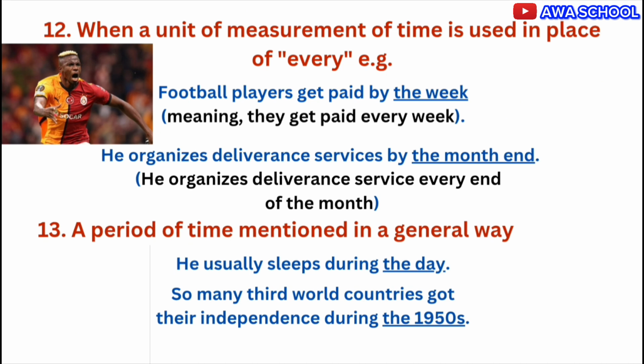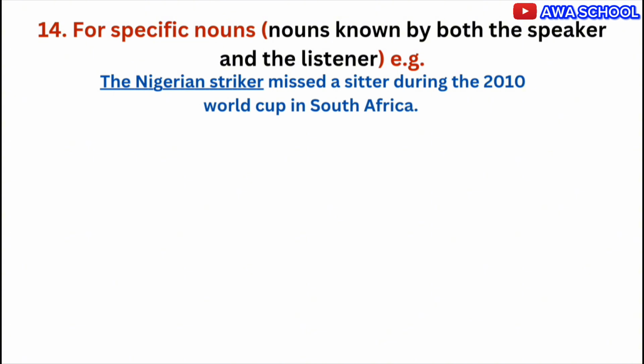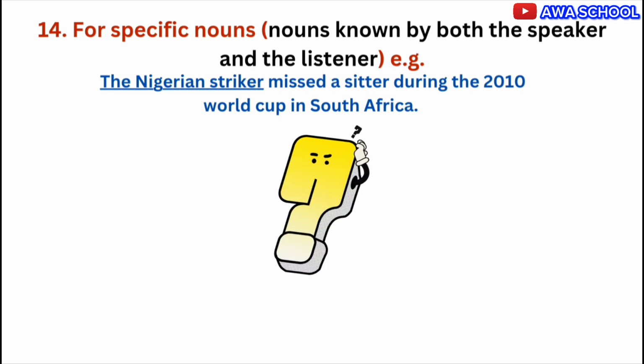Moving on. When both speaker and listener know a particular person or thing, you are to use the definite article the. Let's look at an example most football lovers will know. The Nigerian striker missed a sitter during the 2010 World Cup in South Africa. Note, a sitter is a clear goal scoring chance or an open goal. Do you get? Can you guess who missed that chance?